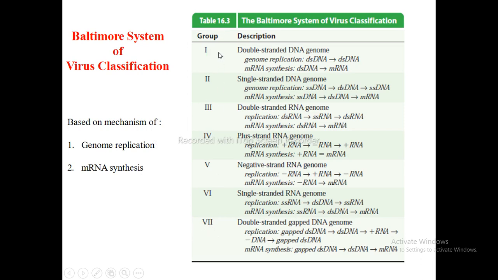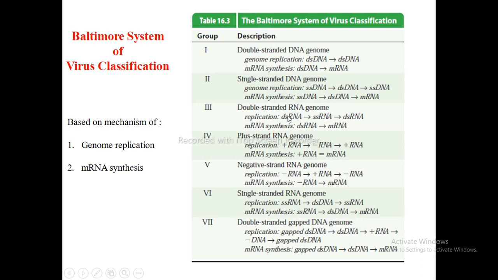Now you will see that the first group is of viruses having a double-stranded DNA genome. Second is having a single-stranded DNA genome, and third group is having a double-stranded RNA genome, right? And likewise, fourth is having a plus strand RNA genome, and fifth is having a negative strand RNA genome. Sixth is having a single-stranded RNA genome, and seventh is having a double-stranded gapped DNA genome.